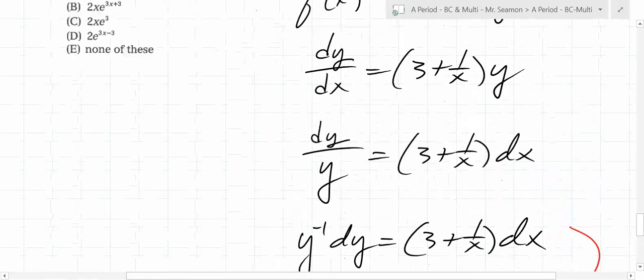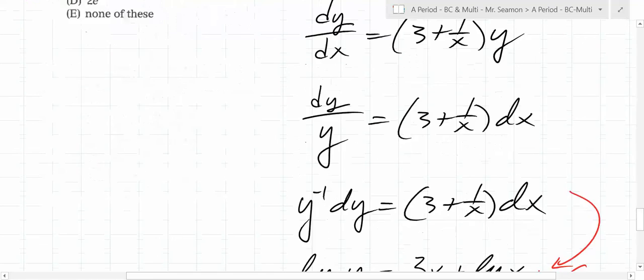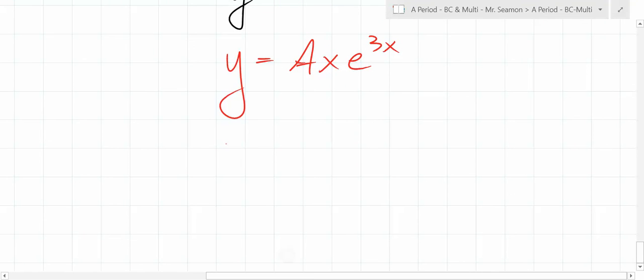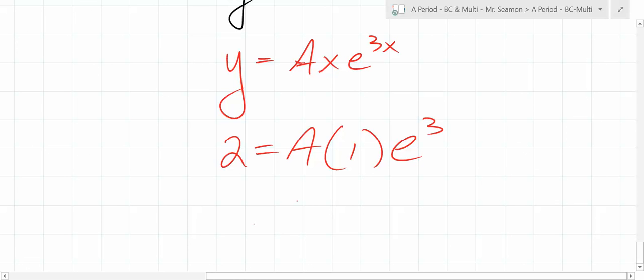How do we find out what A is? It passes through the point (1, 2). So 2 is equal to A times 1 times e to the 3. So what's it going to be equal to? Wait, did we do this right? A. Did I plug that in right?